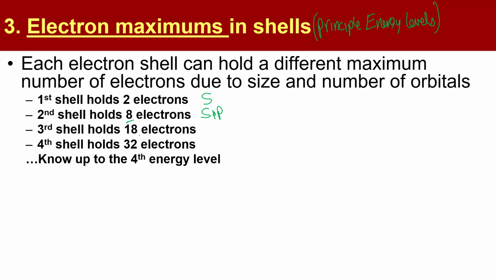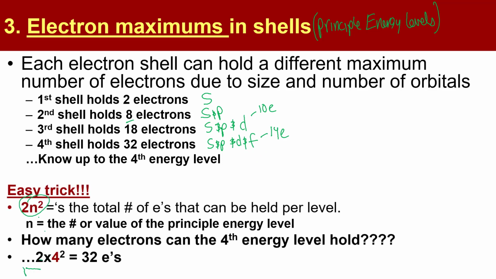In the third, we can hold a max of 18 electrons because we have an S, a P, and a D sublevel. Remember, your D sublevel can hold 10 electrons. So we have 2 plus 6 is 8, plus 10 is 18. And your fourth has the S, the P, the D, and the F sublevel, and the F can hold 14 electrons max. There are 7 orbitals there, and what you have to do is know up to the 4th principal energy level. There is an easy trick to remember this, and that trick is 2n squared.